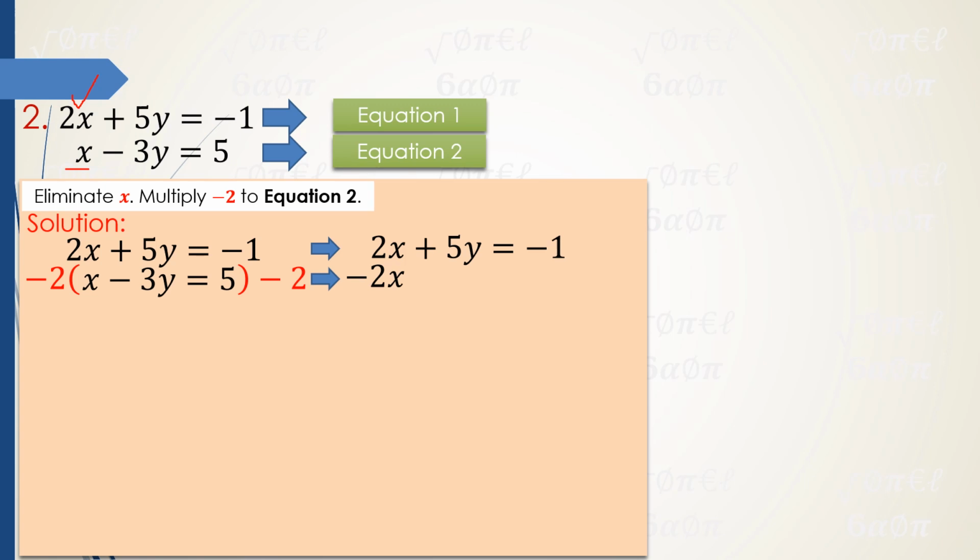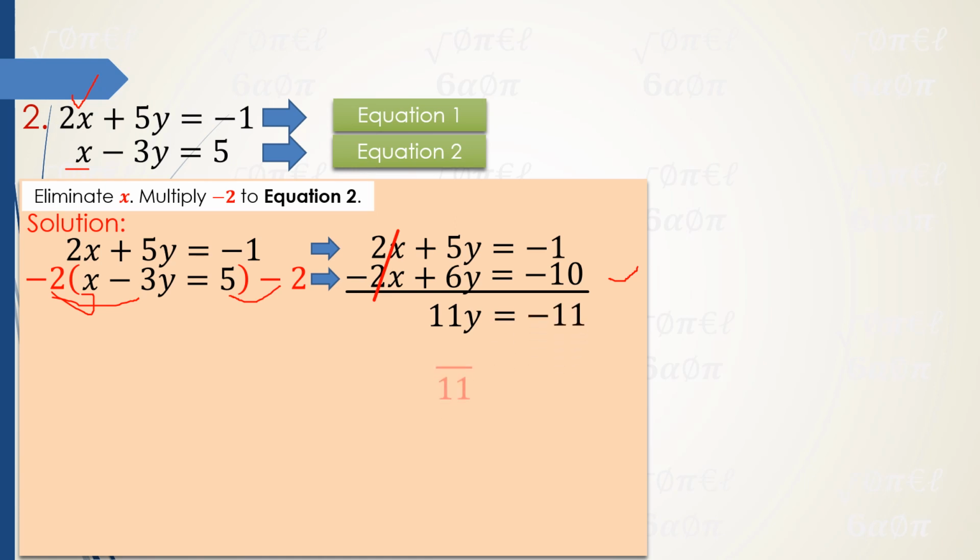Opposite na sila. Okay, so negative 2 times x is negative 2x, while negative 2 times negative 3y is positive 6y, and negative 2 times 5 is negative 10. So, yan na po yung ating bagong equation 2. Okay? So, therefore, let's now add them. So, 2x minus 2x will be cancelled. So, 0 na siya. So, 5y plus 6y is of course 11y. And that is equal to 1 minus 10. That will be negative 11.